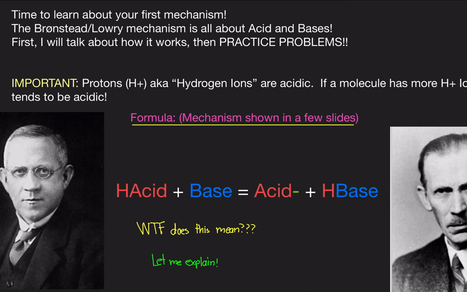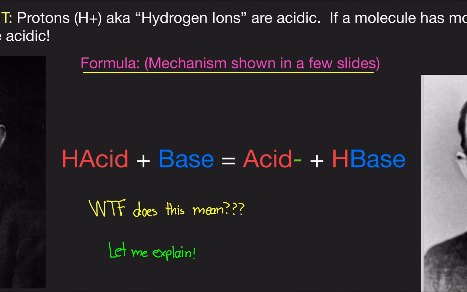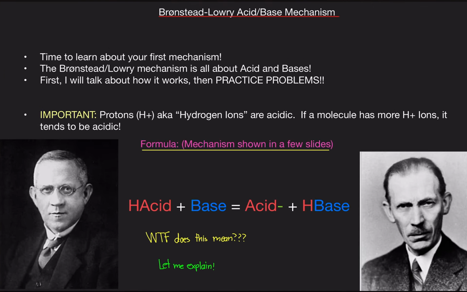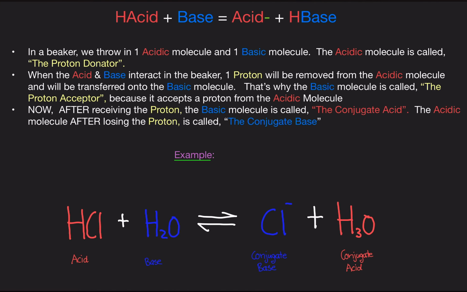So let's go over this formula that Bronsted and Lowry discovered. What they're saying is if you put an acidic molecule, which has a proton, into a beaker, and then you put a basic molecule into that same beaker, they're going to interact. The acidic molecule is going to lose a proton, and the basic molecule is going to gain a proton. You're probably like, what does this mean? Let me explain. I know this is a lot of words, but we're going to go over it slowly, and this will probably make much more sense than what your professors described.